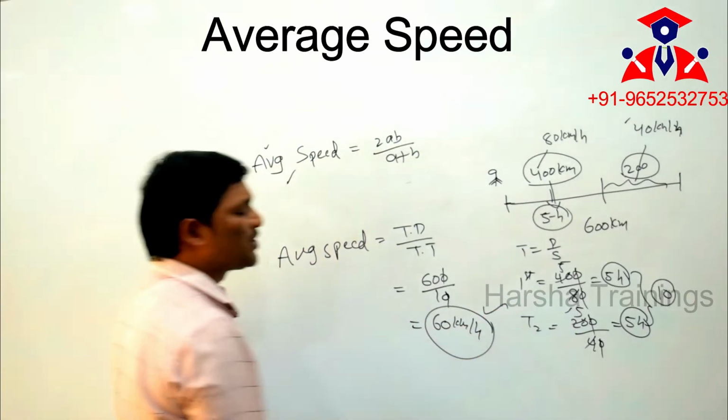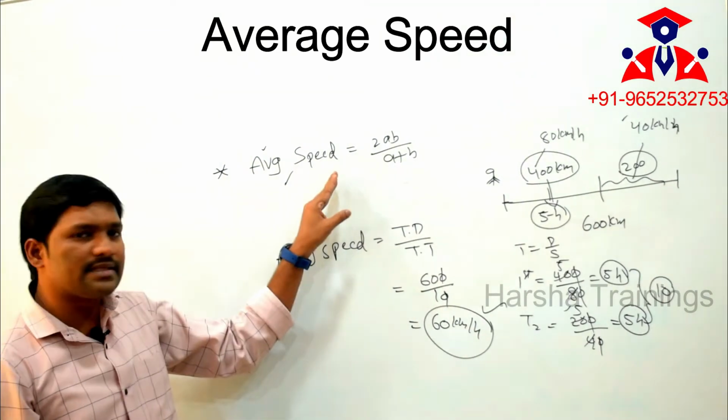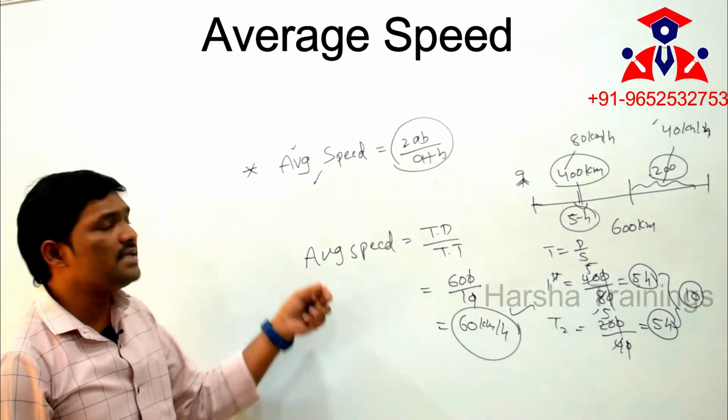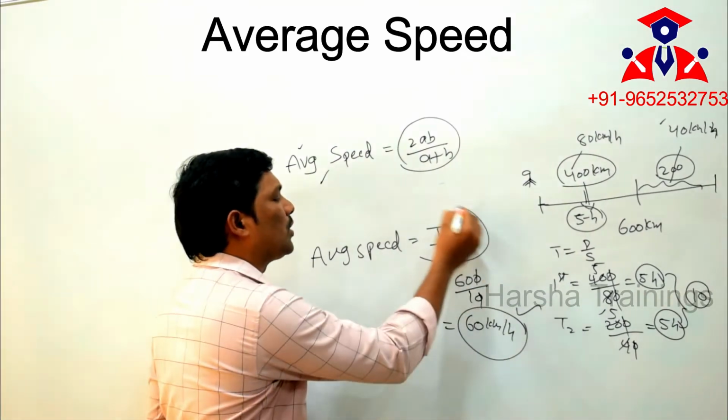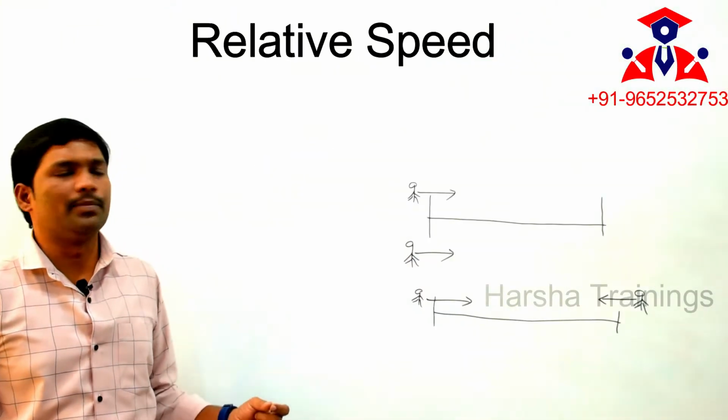The average speed is how much, guys? 60 kilometer per hour. Just remember, guys, the distance is same, then the average speed is 2 into product by sum. The distance is different, then the average speed is total distance by total time taken. So next point, guys, it's a very important point.